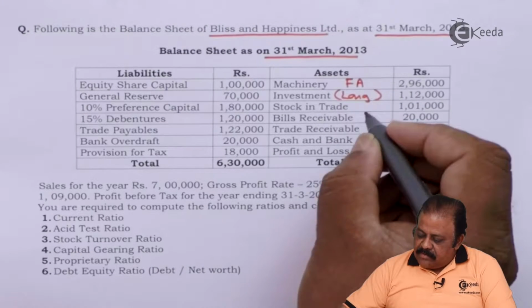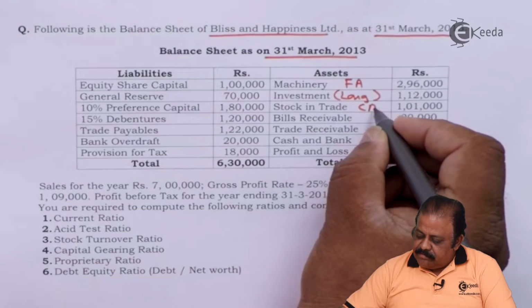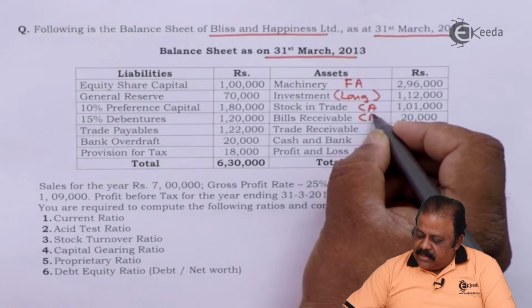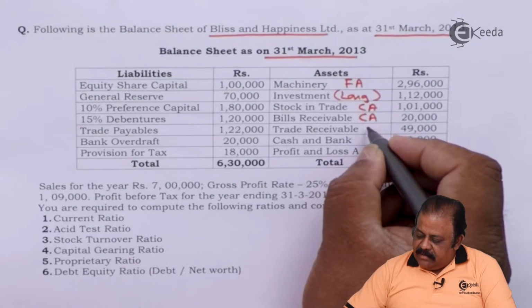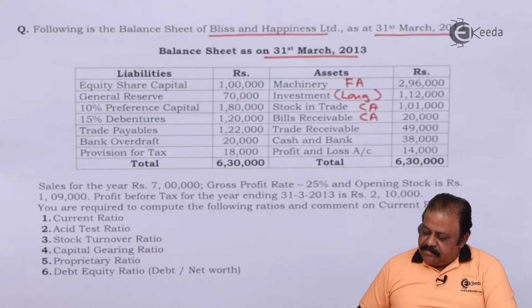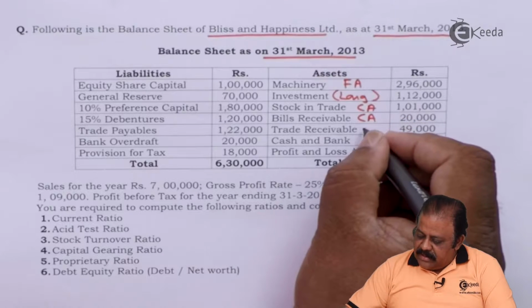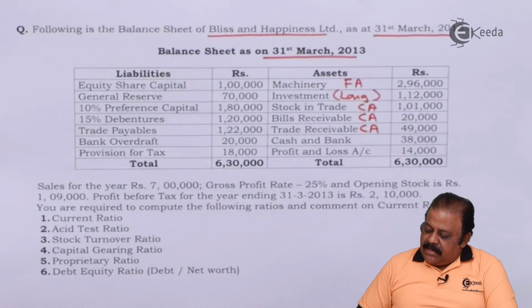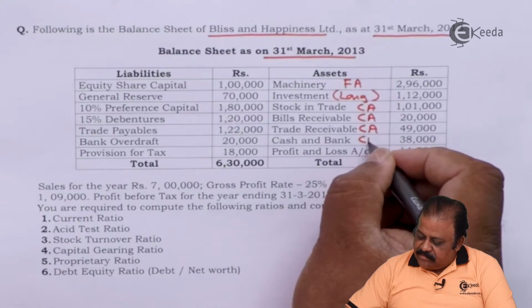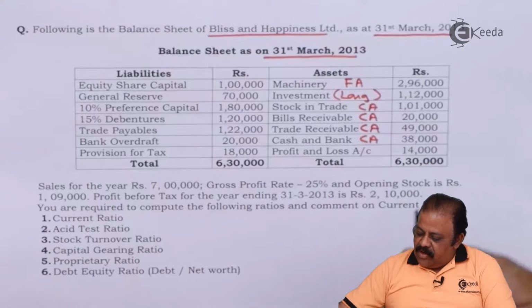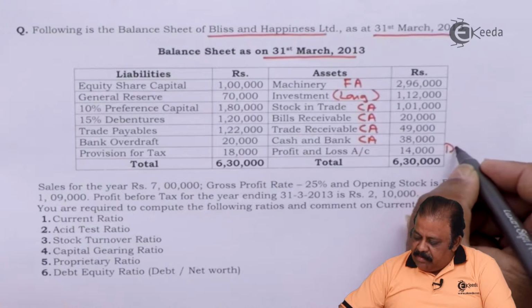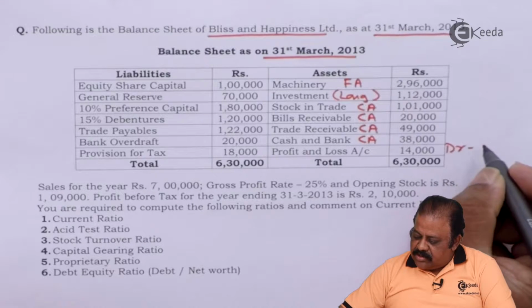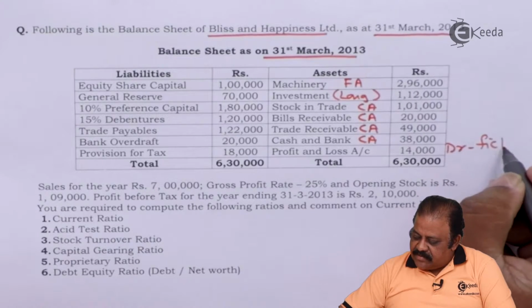Stock in trade, current asset. Bills receivable, current asset. Trade receivables, current asset. Cash and bank balance, current asset. Profit and loss account, this is a debit balance, this is a loss, this is a fictitious asset.